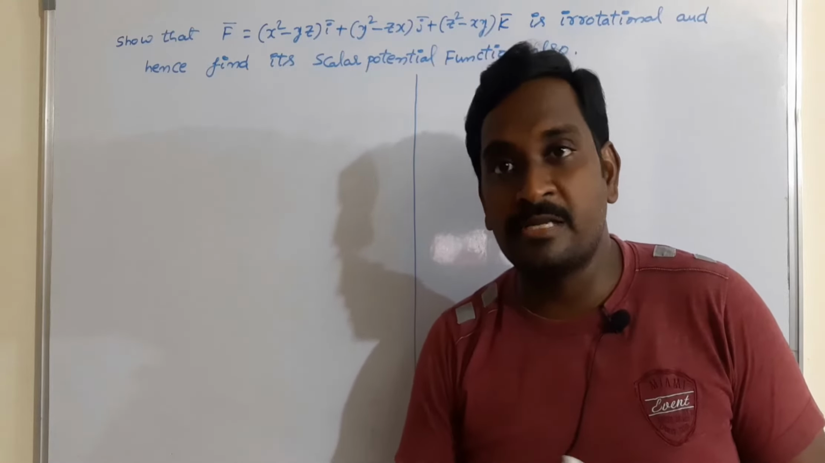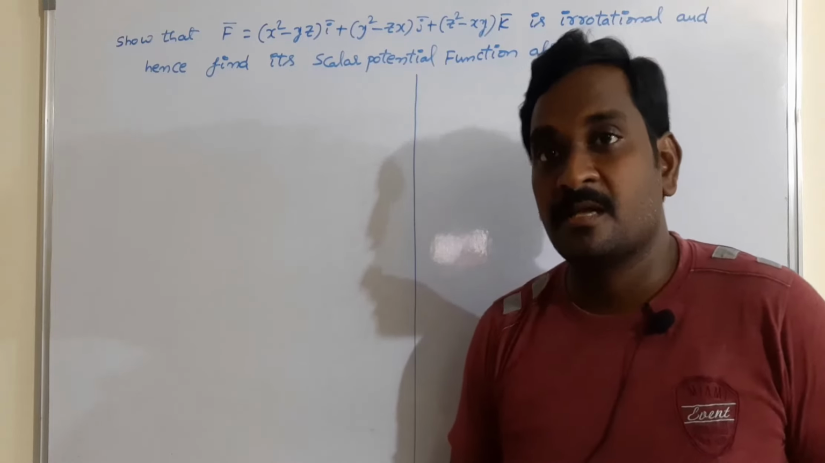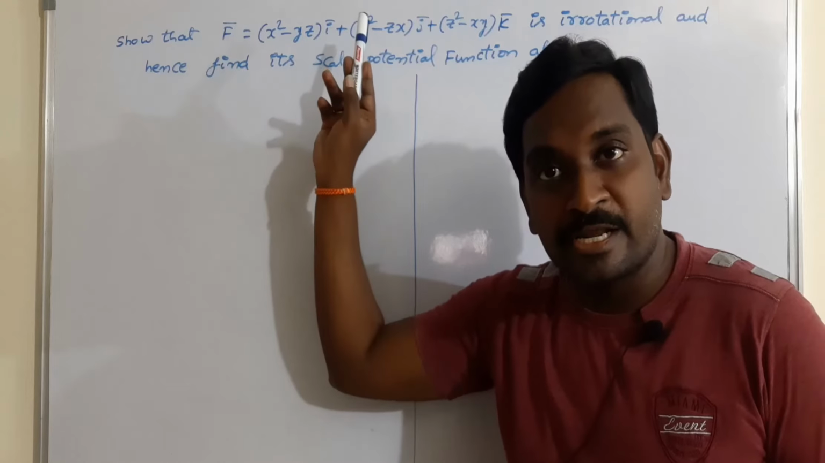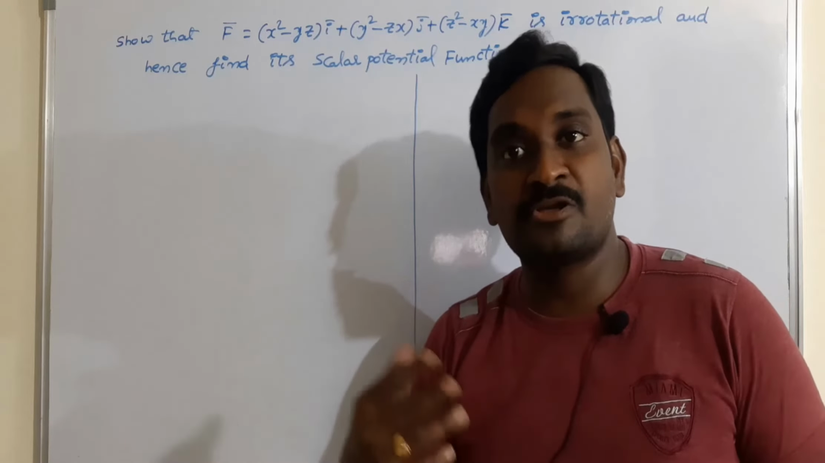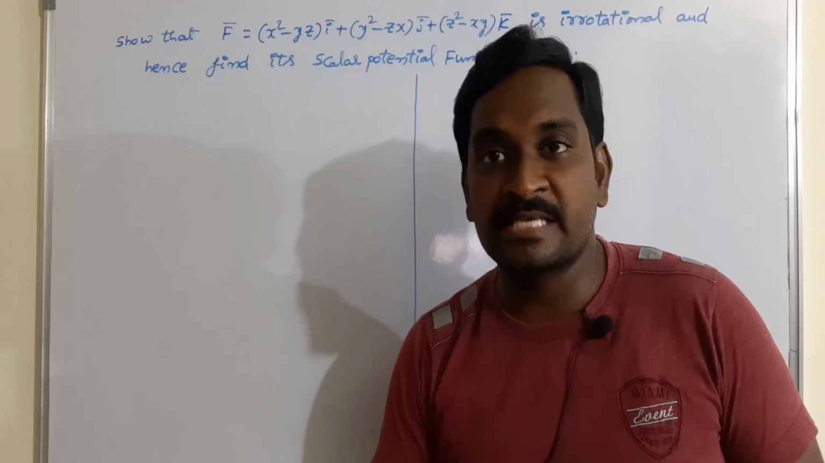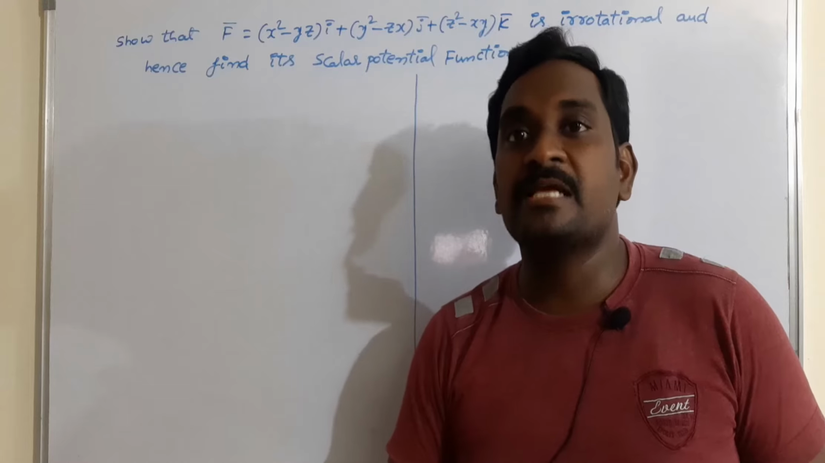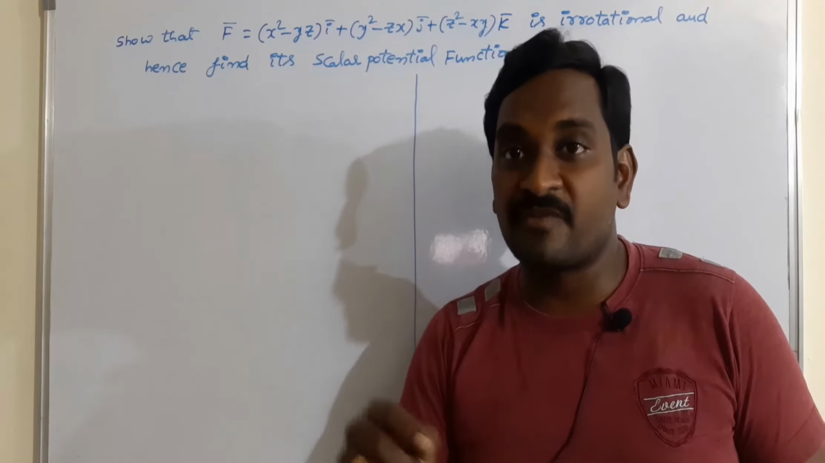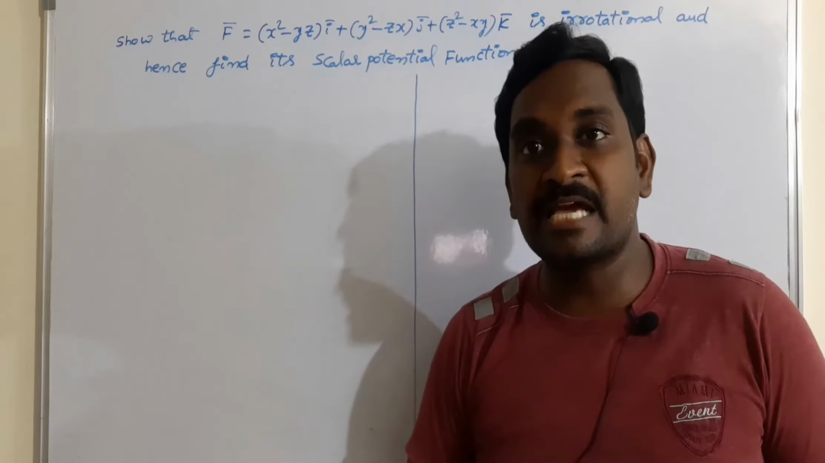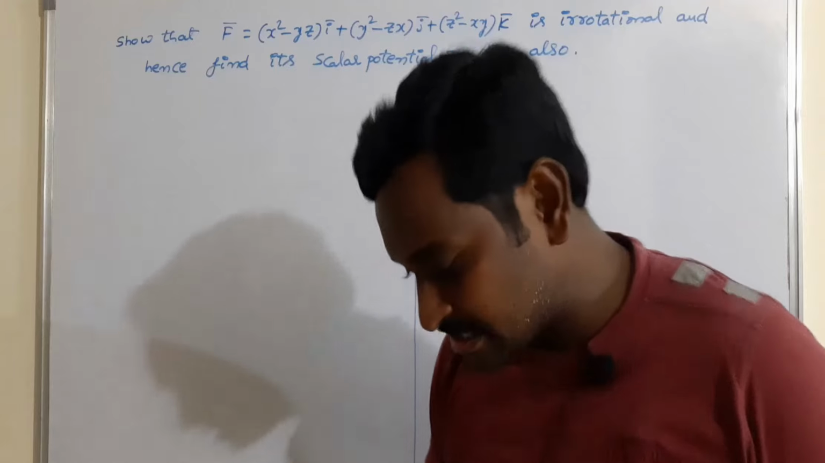Already we discussed irrotational in previous videos. A vector point function f bar is said to be irrotational if its curl is 0 bar only. If curl f bar is equal to 0 bar, then only we can say that f bar is irrotational. Whenever f bar is irrotational, immediately there exists a scalar potential function phi such that f bar is equal to grad phi. By using that relation, we can easily find the scalar potential function phi also. Okay, see the solution.